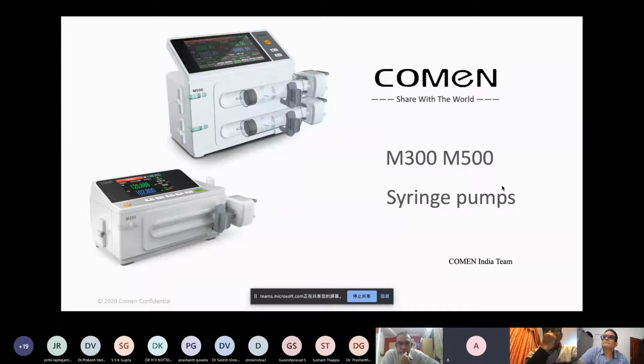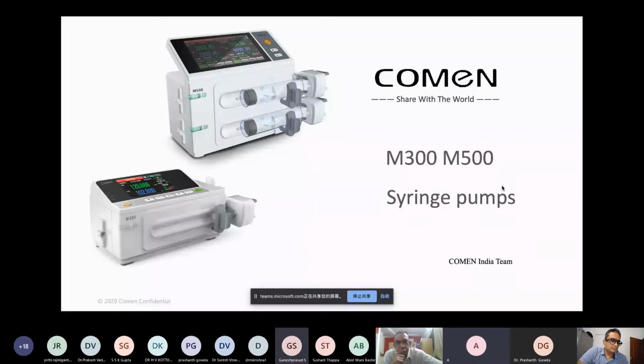And for myself, I mostly stay in India. Since 2013, every year I stay 8 to 10 months in India. So almost 8 years now, 8 to 10 months every year. So I'm Chinese Indian. Today let's look at our syringe pumps and infusion pumps.